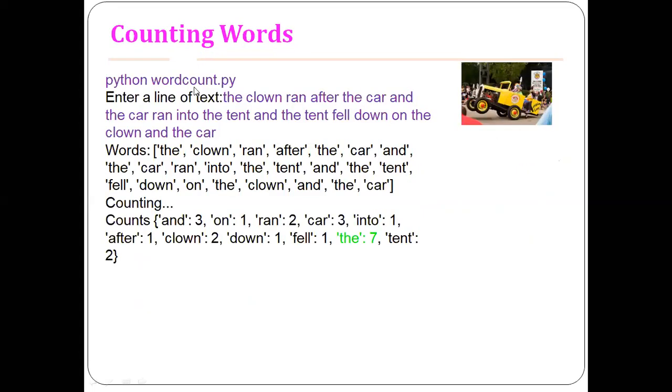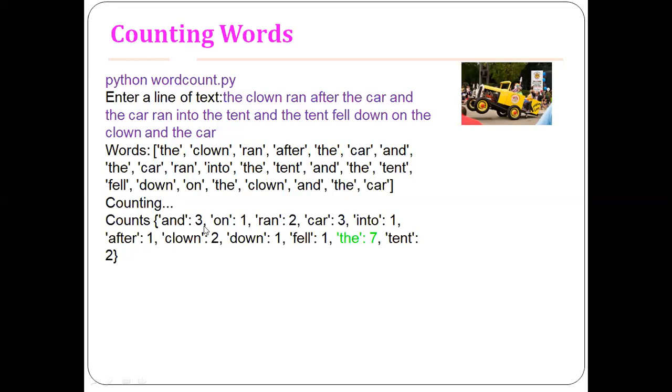This is an example that is counting the words. You have entered a line, and these are the words you got after splitting, right? These are the words you have got, and this is my dictionary. This is the dictionary which contains each word as a lookup tag, and the number of occurrences of each word in the input line.